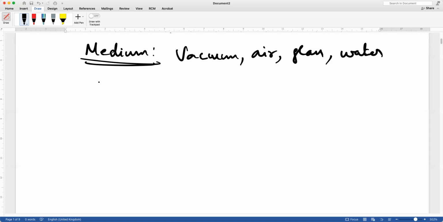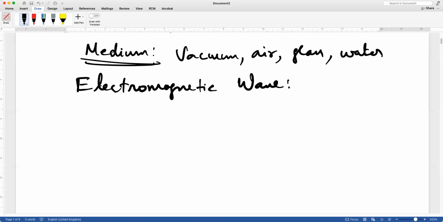So now what is the thing we call a wave? This particular light wave comes under the electromagnetic wave. Is that okay? Electromagnetic wave. So the electromagnetic wave has both electric and magnetic fields. So we have the electric field.